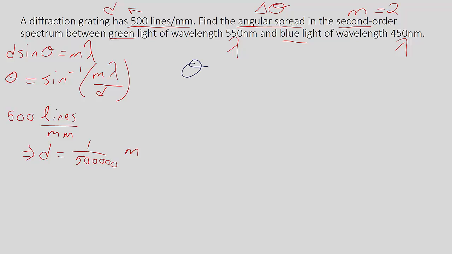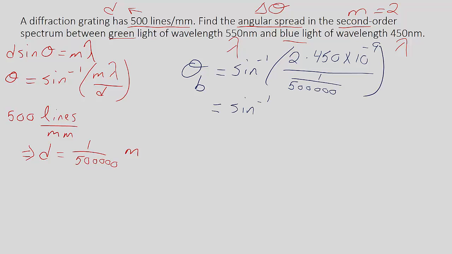All right, so let's figure out theta for blue. It'll be sine inverse of 2, because m is 2, times 450 times 10 to the negative 9 meters, divided by d, which is 1 over 500,000, which becomes sine inverse of 0.45, which leads to the angle of the second order spectrum for blue to be at 26.74 degrees.